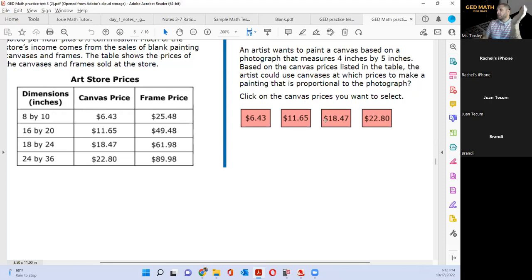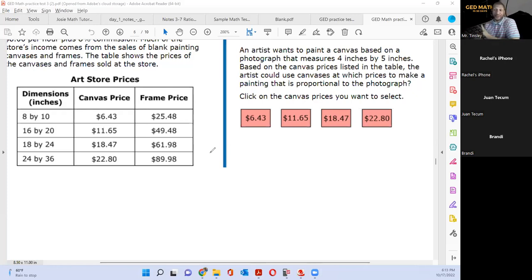Anyway, an artist wants to paint a canvas based on a photograph that measures 4 inches by 5 inches. Based on the canvas prices listed in the table, the artist can use canvases at which prices to make a painting that is proportional to the photograph? Wow. Does anyone know how they would solve this problem? Let's see if someone can tell me how they would solve this problem.